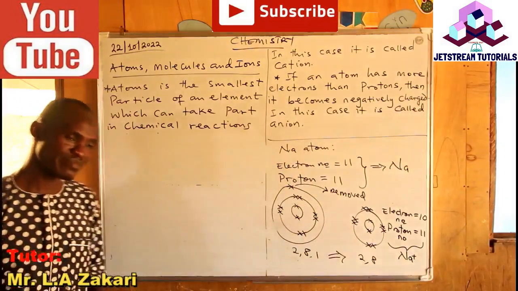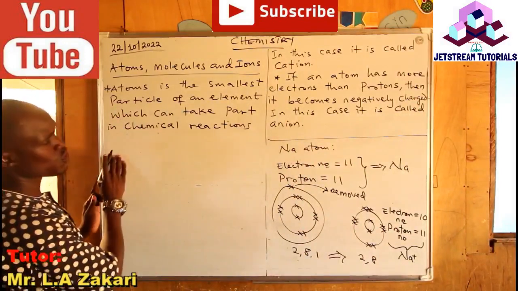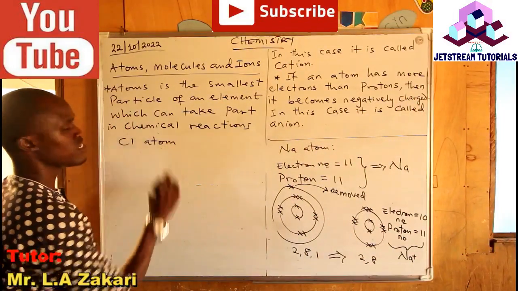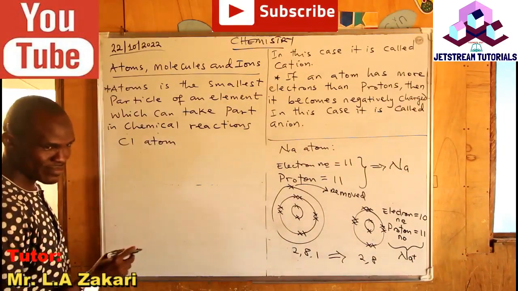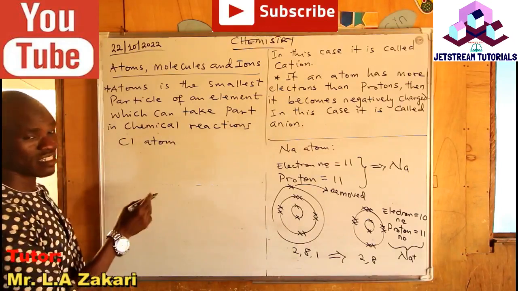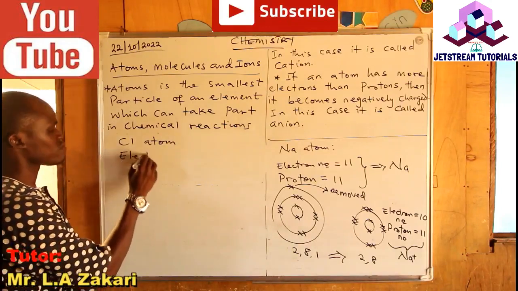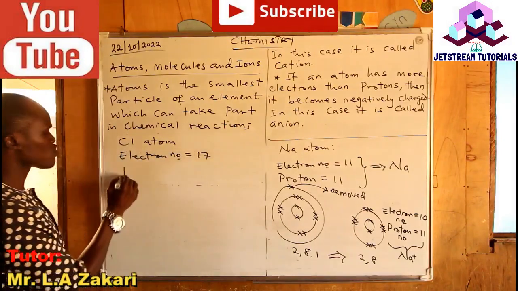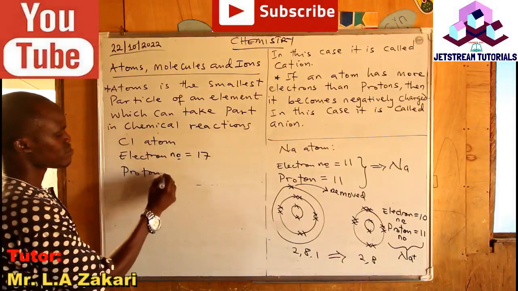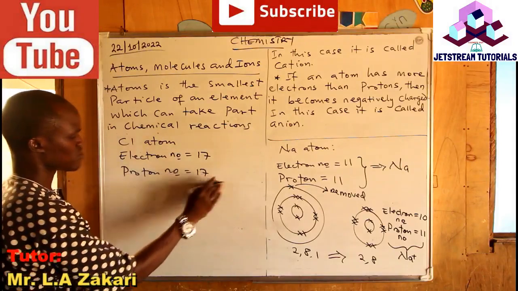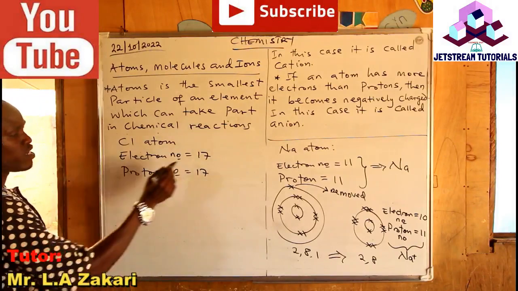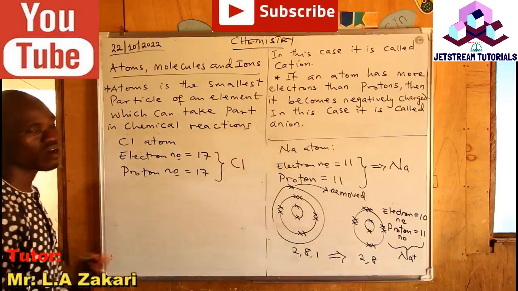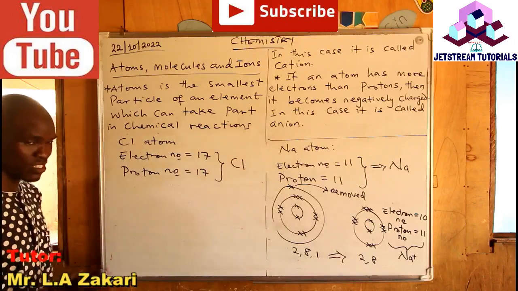Can you give us an example? So let us use chlorine, right? Now, the chlorine atom has how many electrons? How many? 17, isn't it? So electron number equals 17. Then proton number equals 17. Are we together? So, if such is the case, you have a Cl atom without positive or negative charge. That is what we are saying.